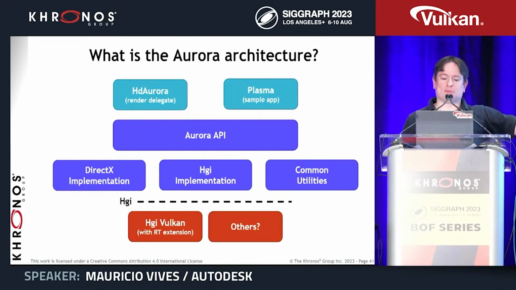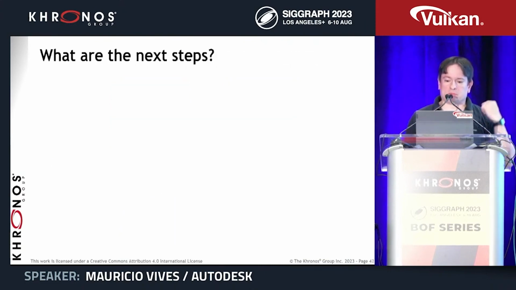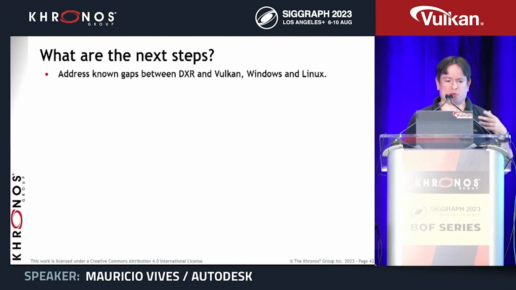You can think of some probably off the top of your head, like DXR. We could actually just bring that DirectX implementation in there, for example. But anyway, that's for the future. Speaking of the future, what are the next steps for us? First of all, we need to address some known gaps between DXR and Vulkan and Linux and Windows. It's mostly around windowing and interop.